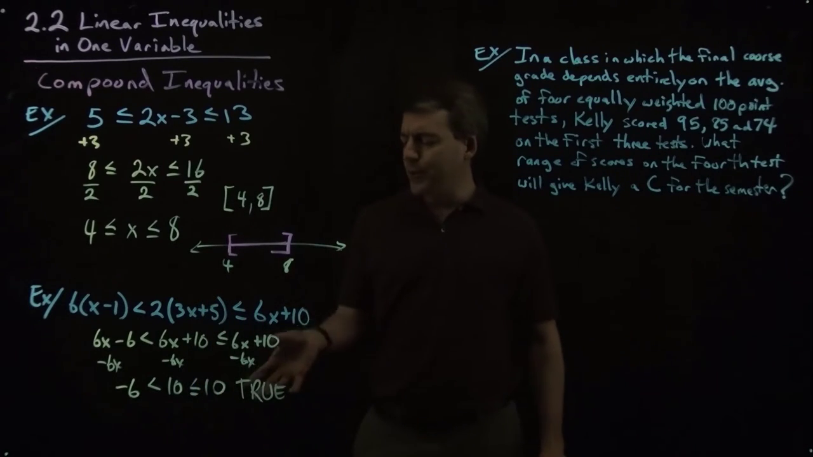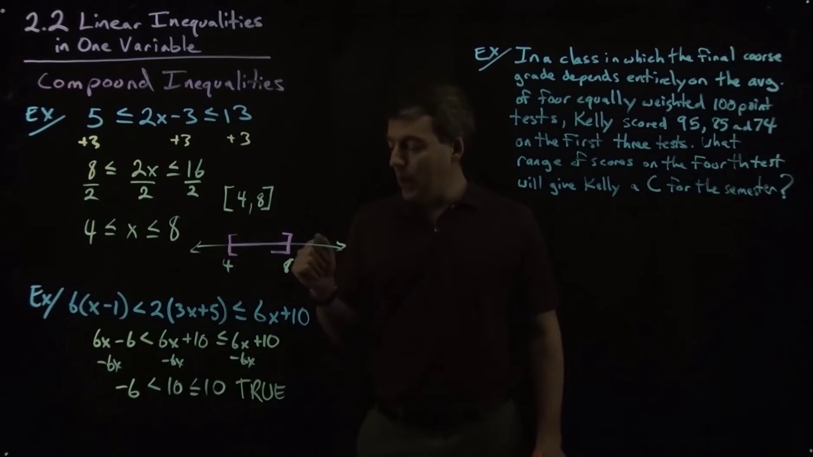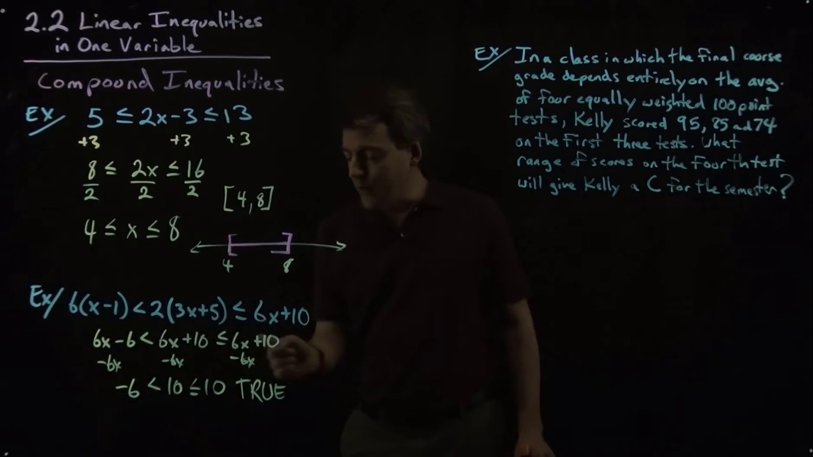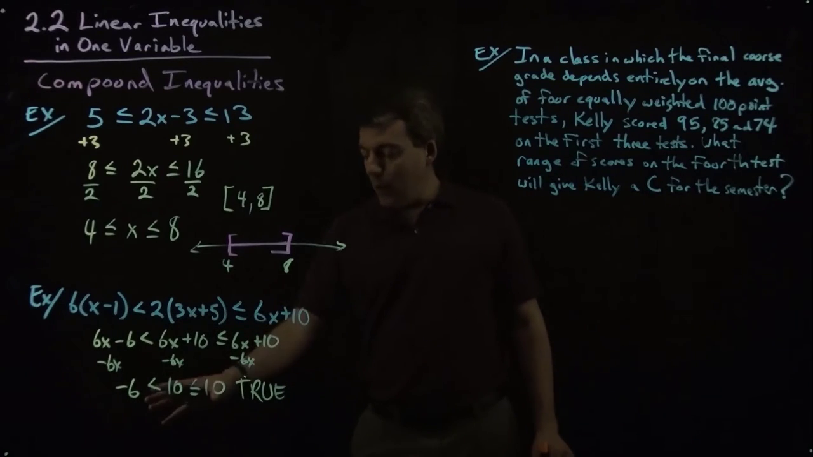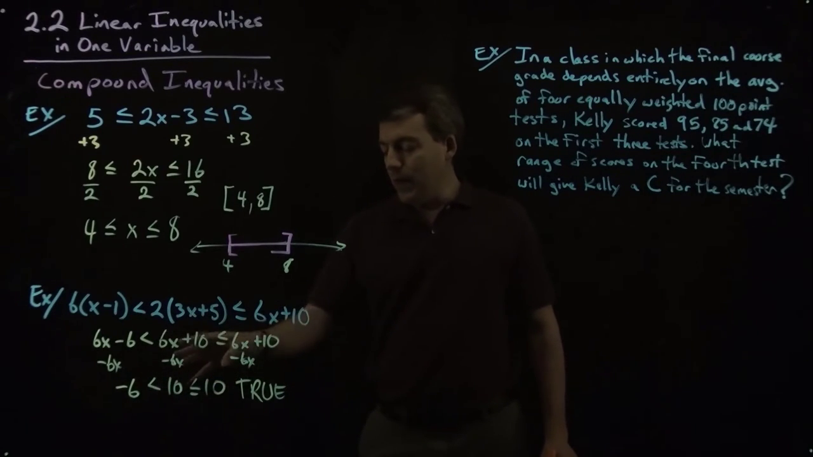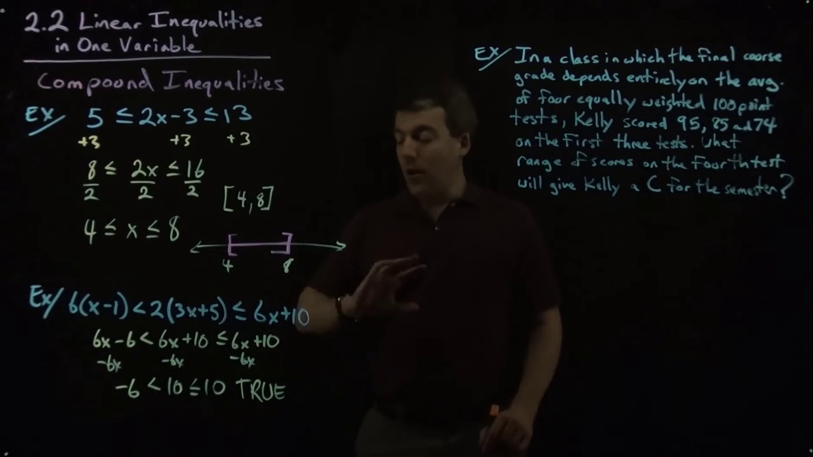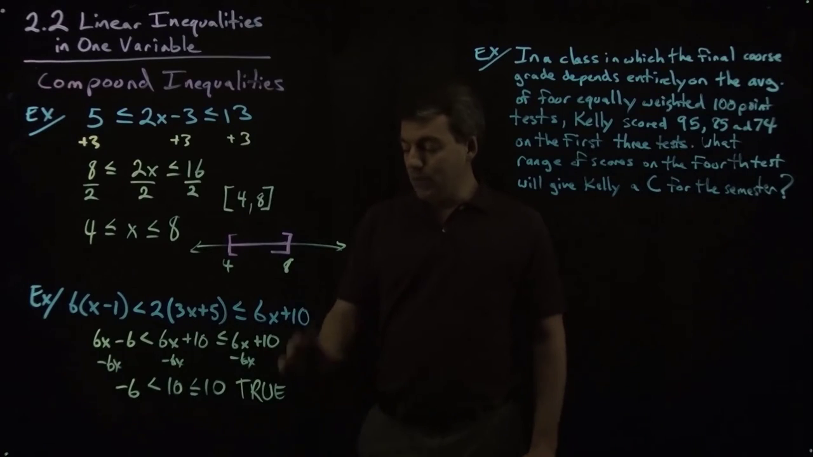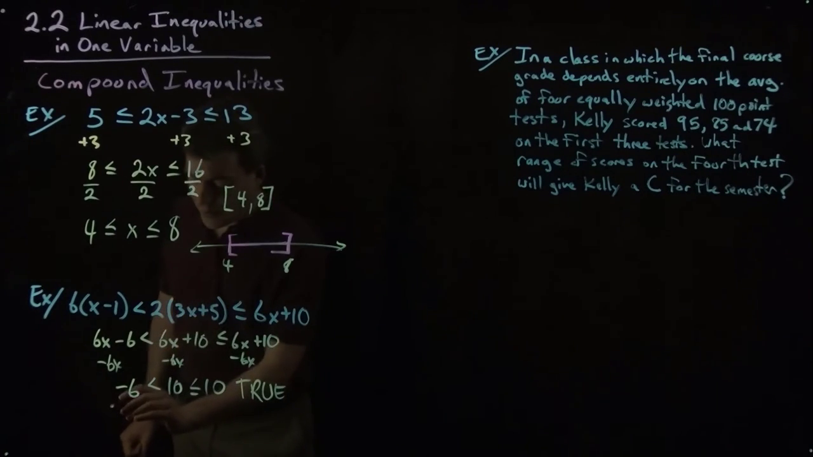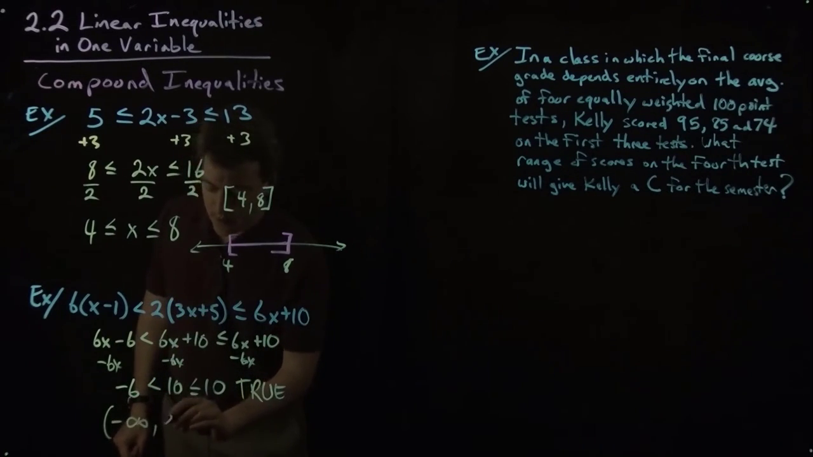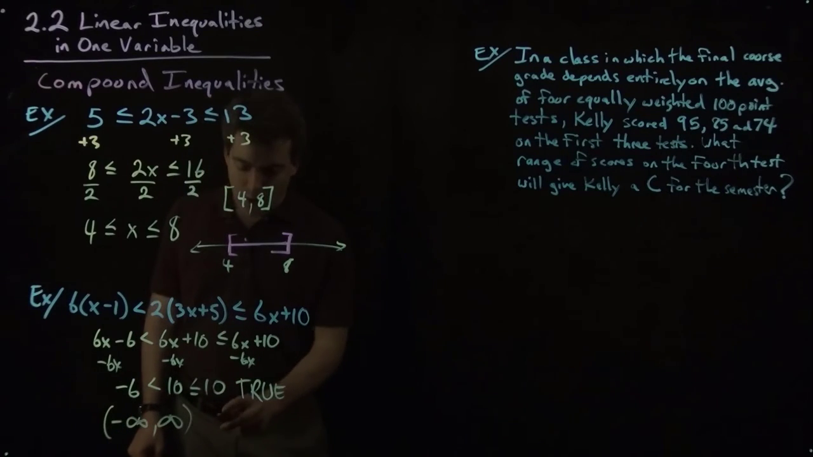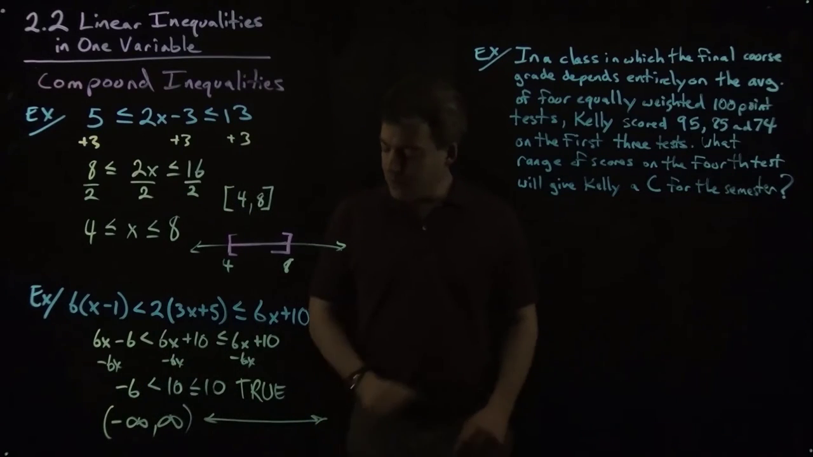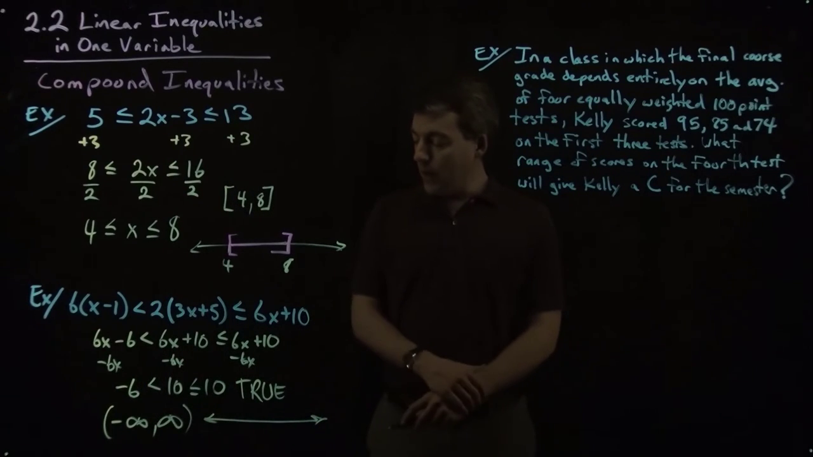Okay, what does that mean with respect to the original inequality? Well, since the x went away and the remaining statement is true, any x value could be plugged in there, and we would get the same situation right here. This means that all values for x are a solution to this inequality. So we would write the solution set, negative infinity to infinity, all real numbers, or just the entire number line. Okay.